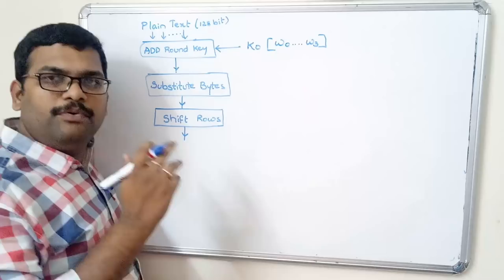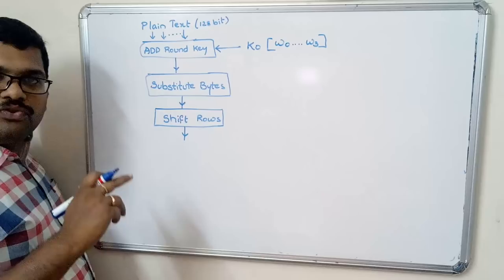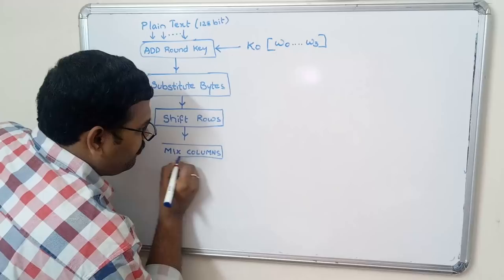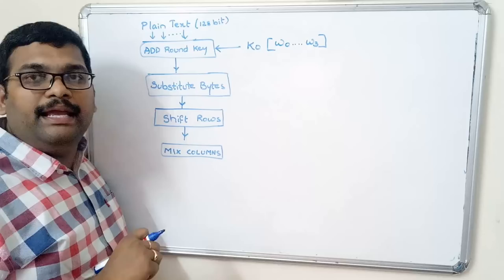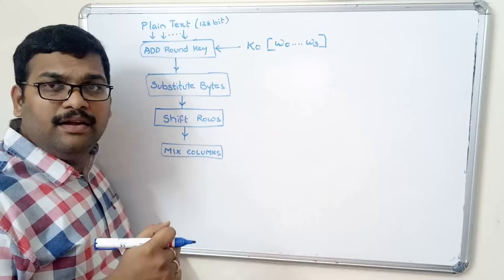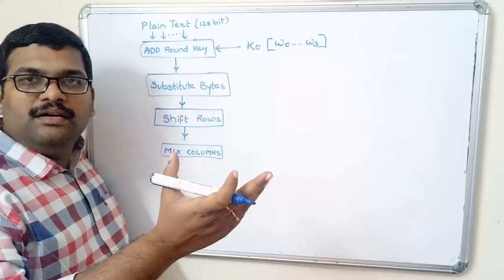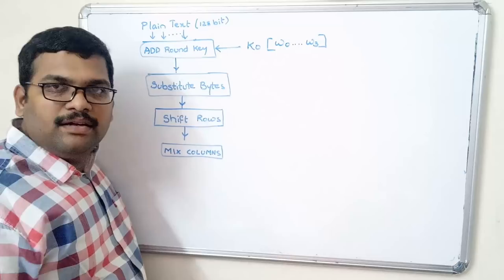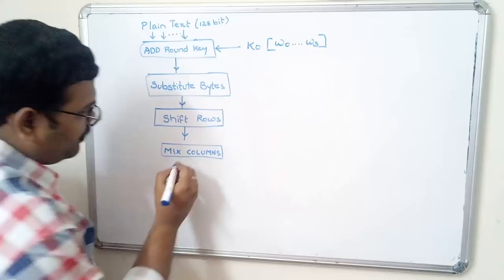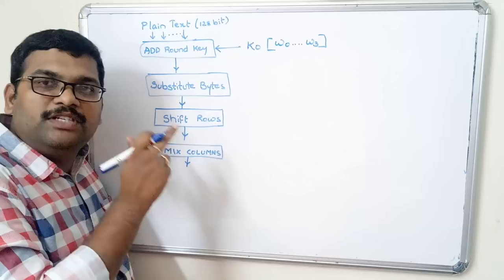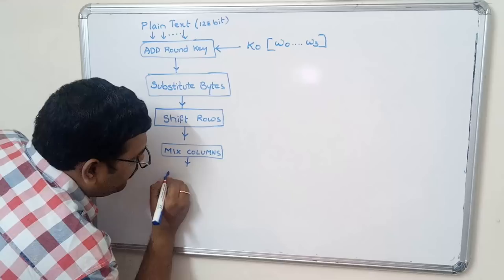Next, after shift rows, we have to apply mix columns. Here, we have to multiply with a predefined matrix, a 4x4 matrix. We consider one word and multiply that word with the predefined matrix, and the result will be stored. So that is mix columns. There is no change in the size of the bits: the input is 128 bit and the output from mix columns is also 128 bit. And the output will be again given to add round key.